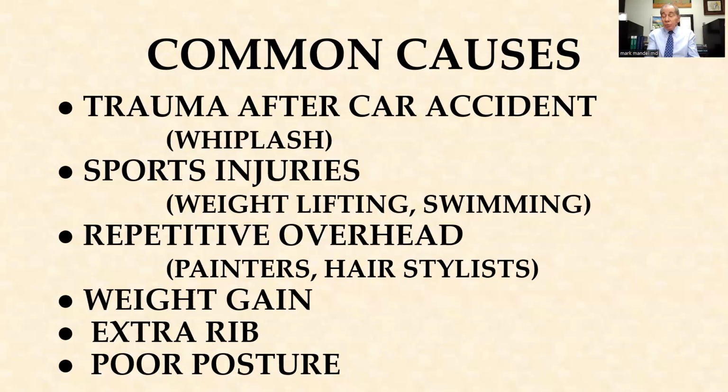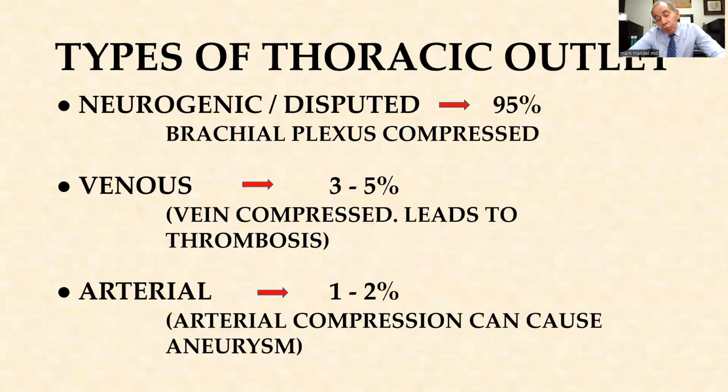But now, especially when working at home, we tend to relax. And when you're doing this, you're actually doing a costoclavicular maneuver. You're compressing the nerves. So what kind of thoracic outlet is it? Well, 95% of the cases are disputed or neurogenic.